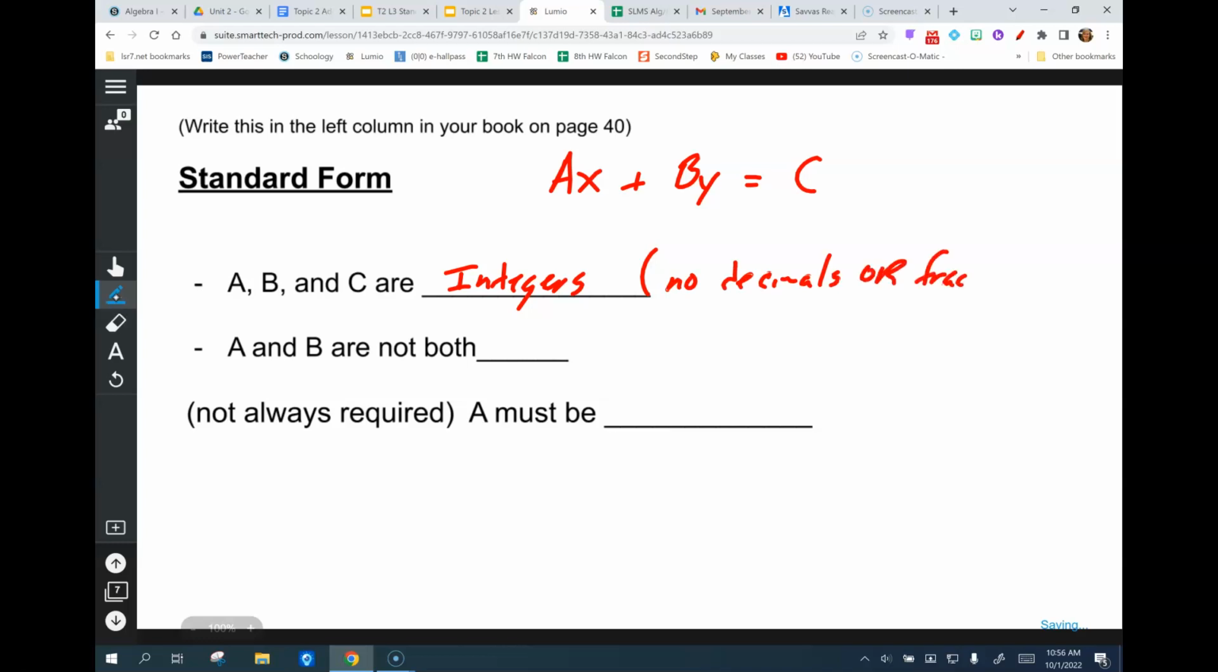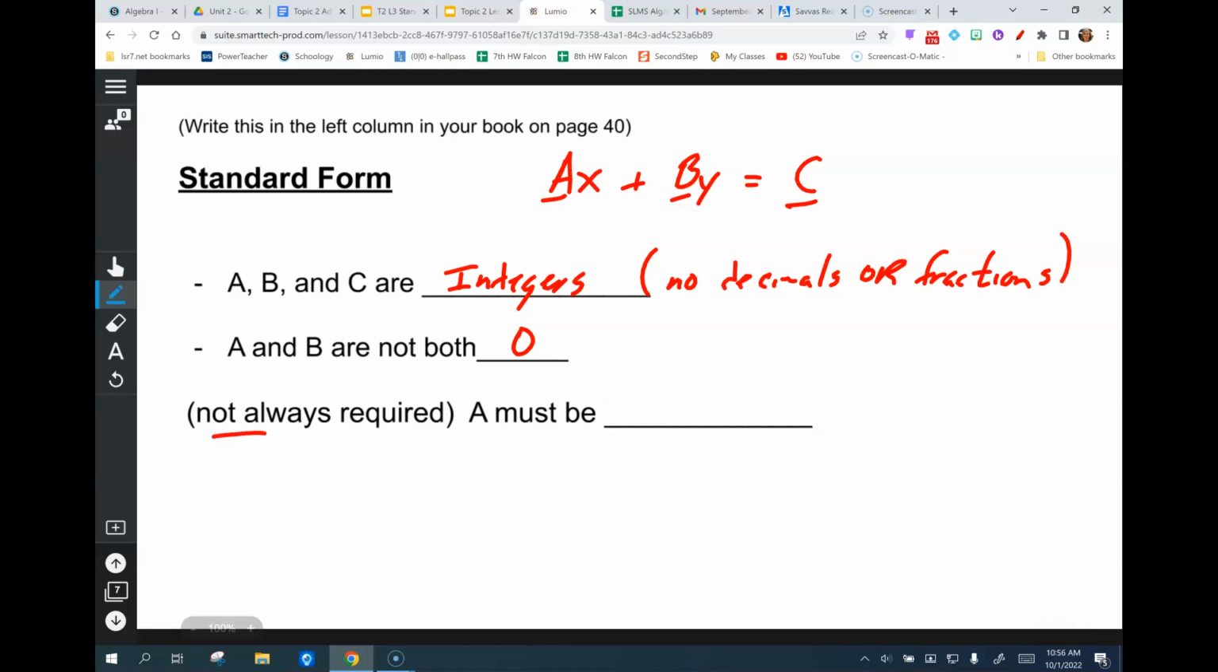Okay? Positive and negative whole numbers. So no decimals, no fractions. So standard form, A, B, and C all have to be whole numbers. They can be positive or negative. Also, to be in standard form, A and B are not both 0. One of them can be 0. A could be 0 or B, but not both at the same time.